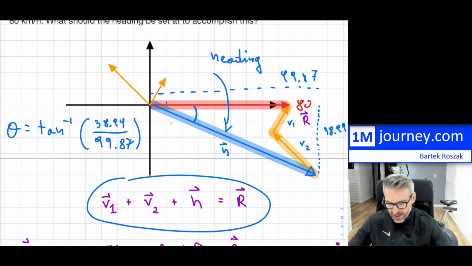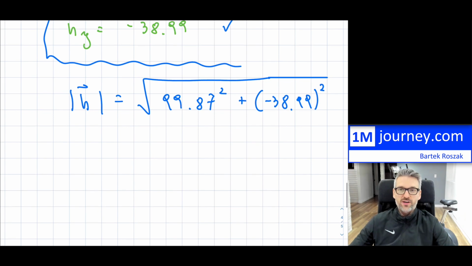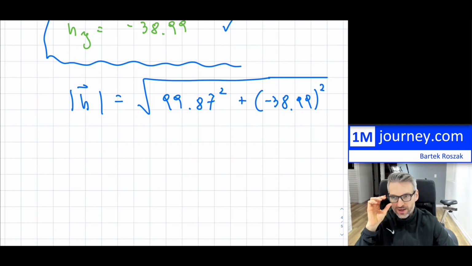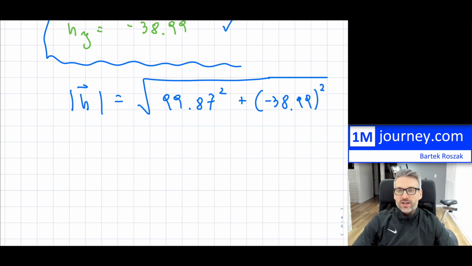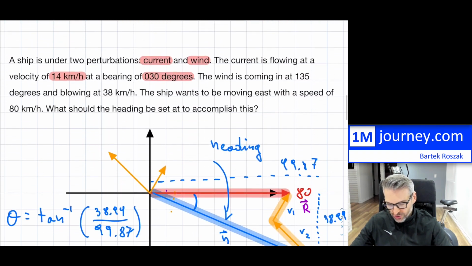But the concept behind this, I just wanted to explain how you would tackle this. Now, this was very complicated in the sense that we had two perturbations. If you had only one perturbation, maybe like a wind, then you would just create a triangle, and then you can just use your cosine law. You don't have to break it down into components. But if you do have more than one, then breaking it down in terms of components works. I hope that this made sense to you.